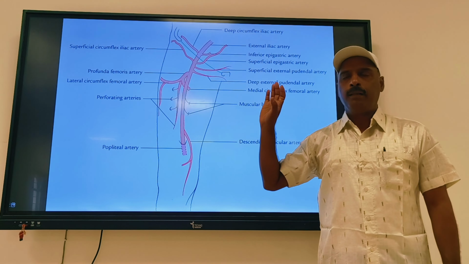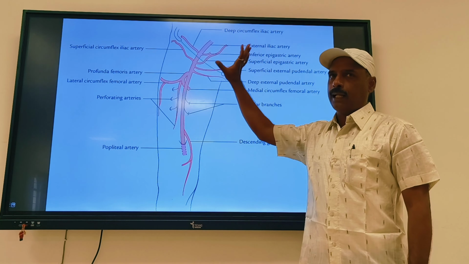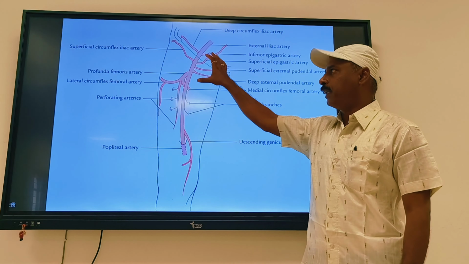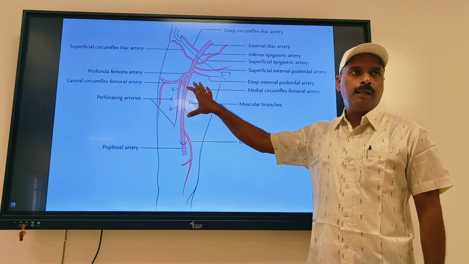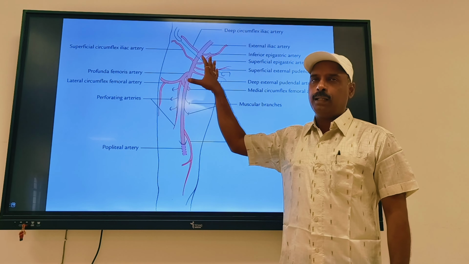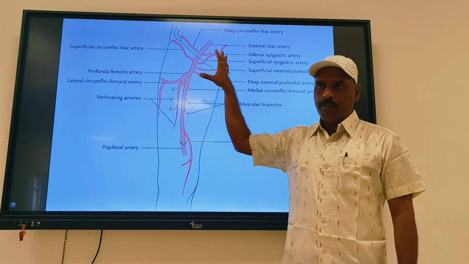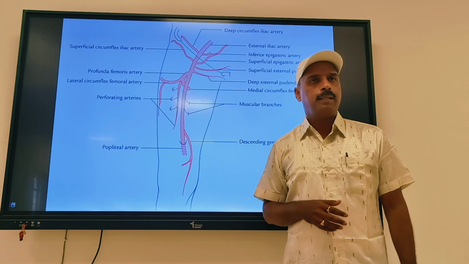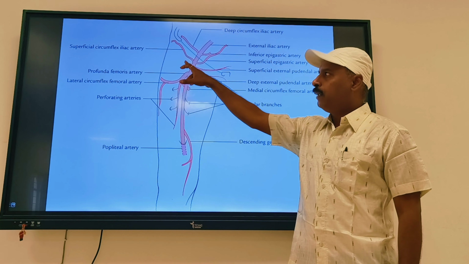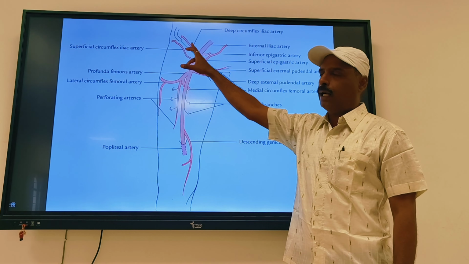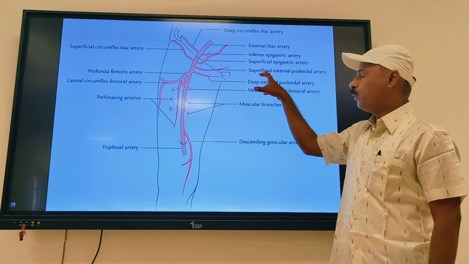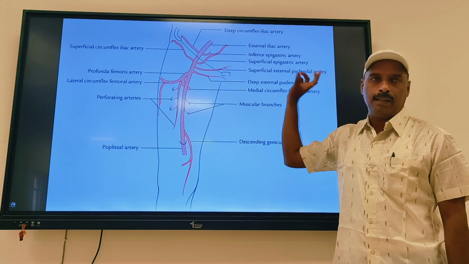Here we are going to get the femoral artery branches in the femoral triangle. The femoral artery gives many branches in the femoral triangle and many branches in the adductor canal. So I have told that in the femoral triangle the femoral artery gives 3 superficial and 3 deep branches. You can see here 3 superficial branches. One is the superficial circumflex iliac artery. Then we have the superficial epigastric artery and the superficial external pudendal artery.